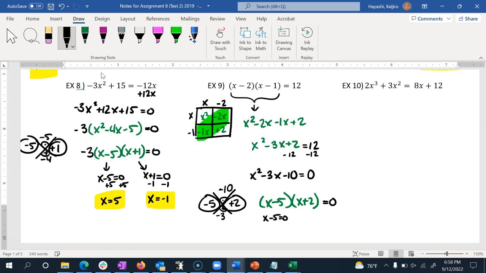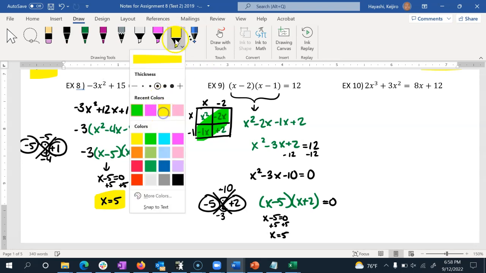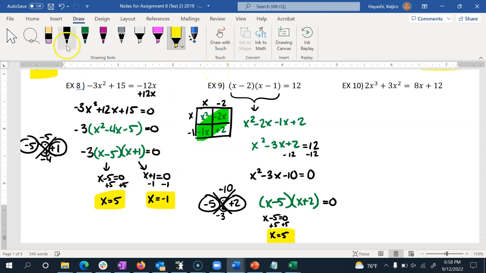And then set each factor equal to 0. Or don't. Just say what you think the solutions are. But you'll get positive 5 and negative 2, hopefully.